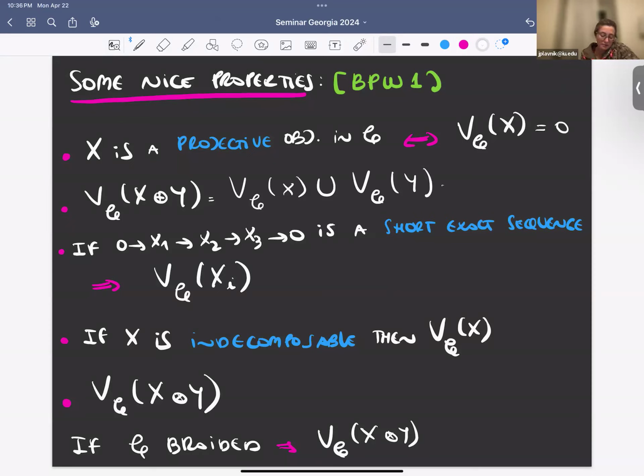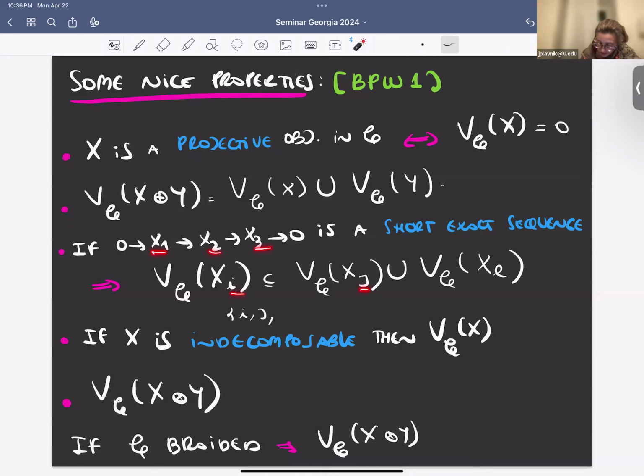Then the other thing that we are interested in when we're in abelian categories are short exact sequences, or exact sequences in general. And in this case, something nice also happens. The variety of any of these objects is included in the variety of the union of the other two in the exact sequence. So here, I'm using one of each of these in here. I'm not saying which is which, but the IJL is exactly the one right here.